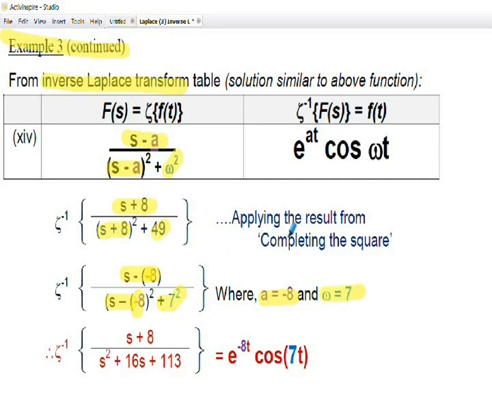Now I can write my function into the time domain by taking the inverse Laplace. So I will get e to the at, where a is minus 8 in this case, and that's multiplied by cos of omega t, where the omega is 7. And there's my solution.